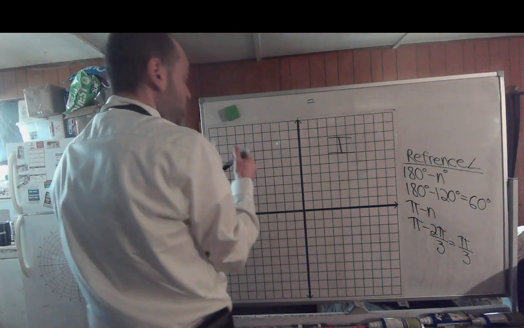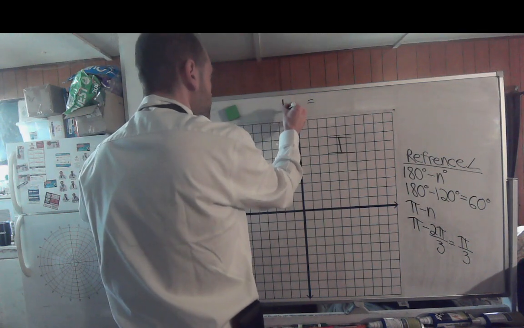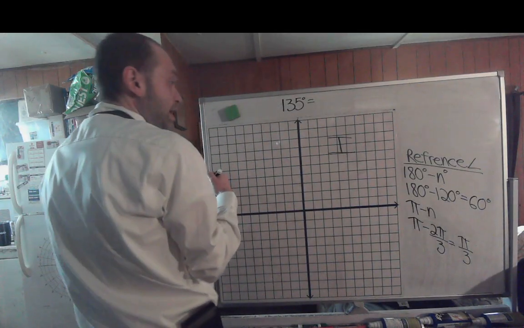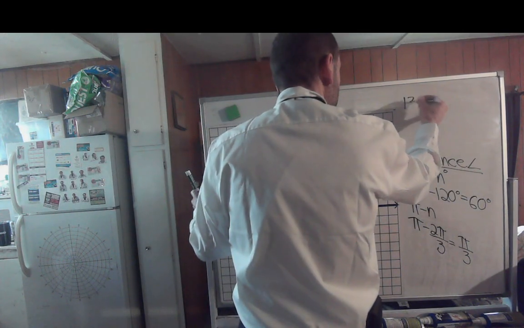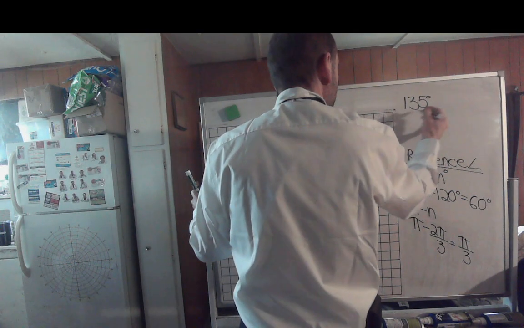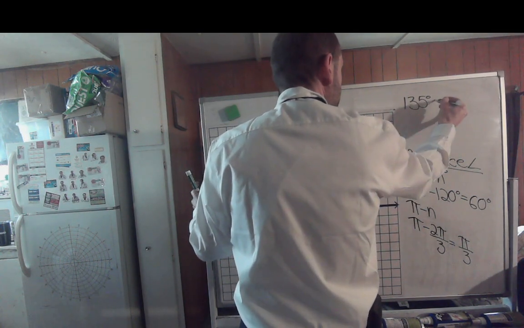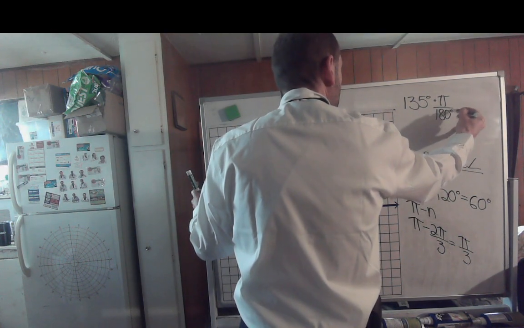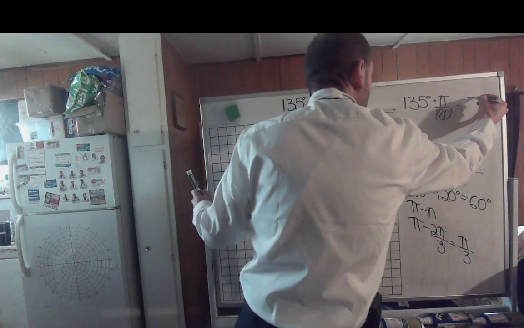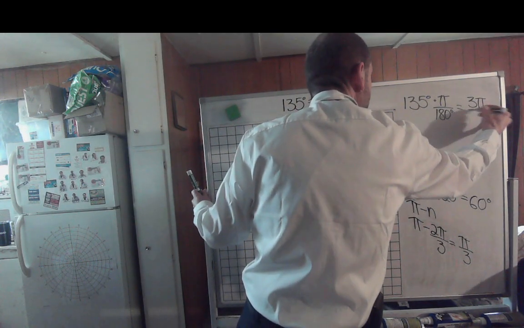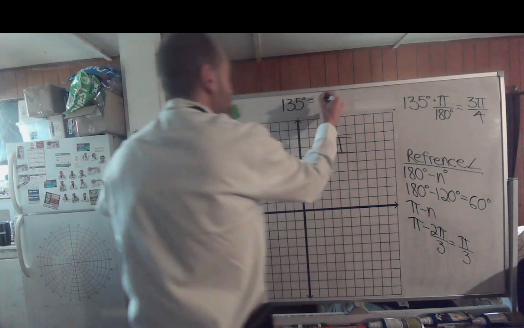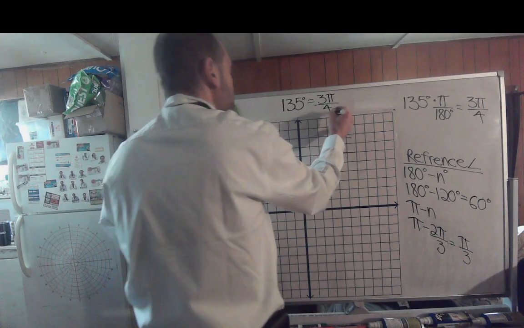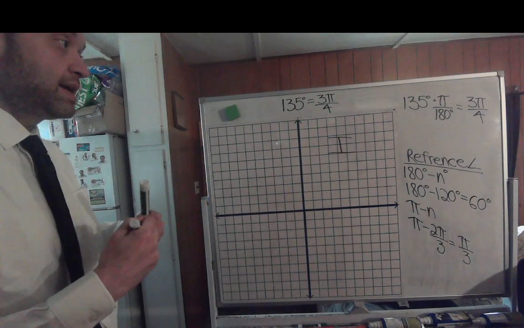Let's sketch a 135-degree angle. And why don't we find that in radians? So 135 degrees times pi over 180, that's the same as 3 pi over 4 radians. So 135 degrees is going to be the same as 3 pi over 4 radians.